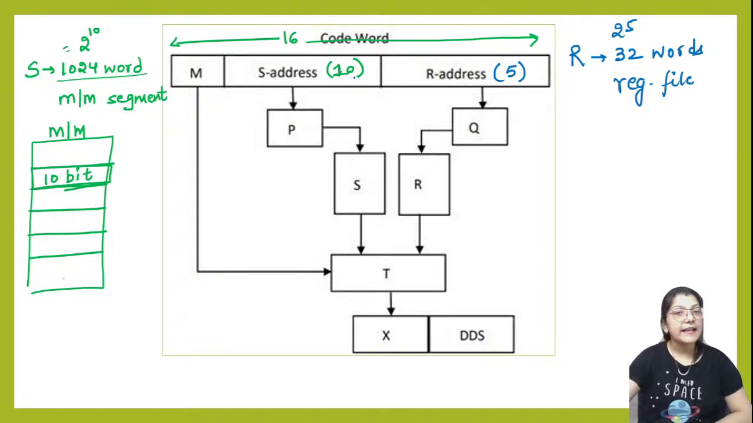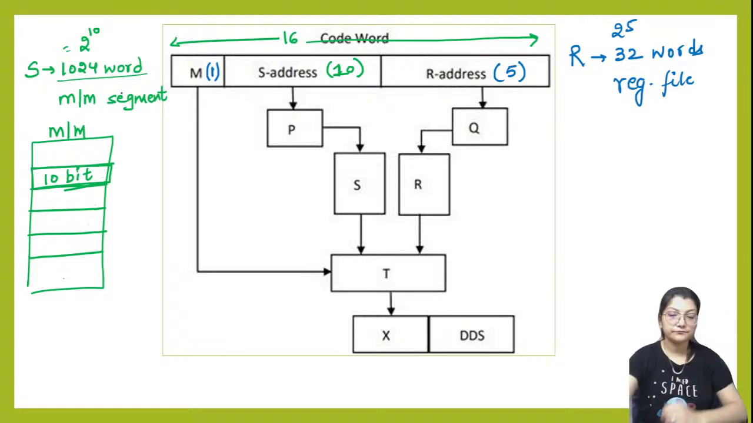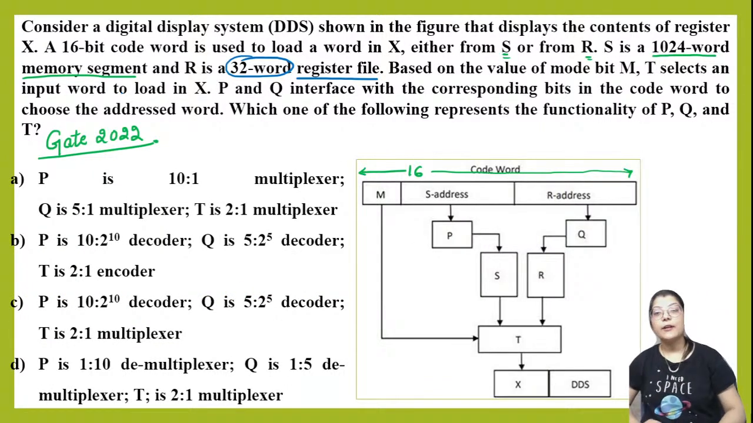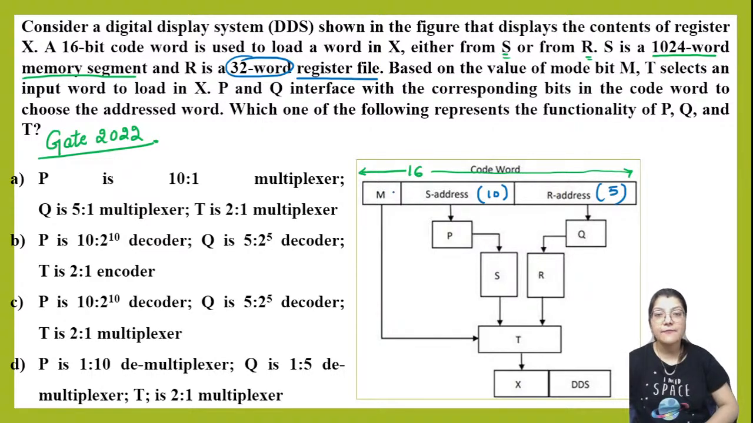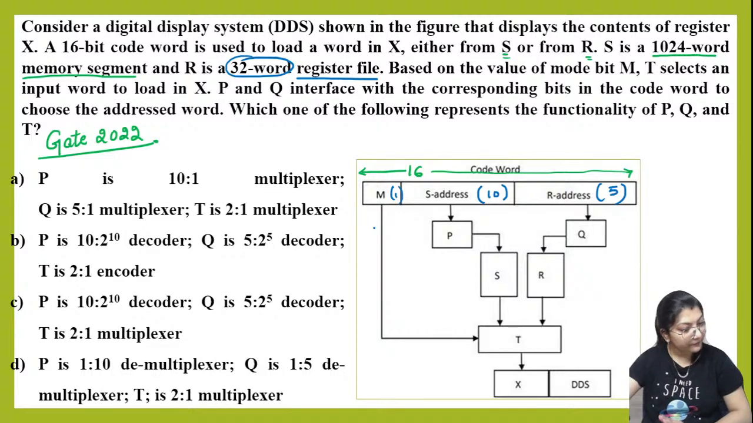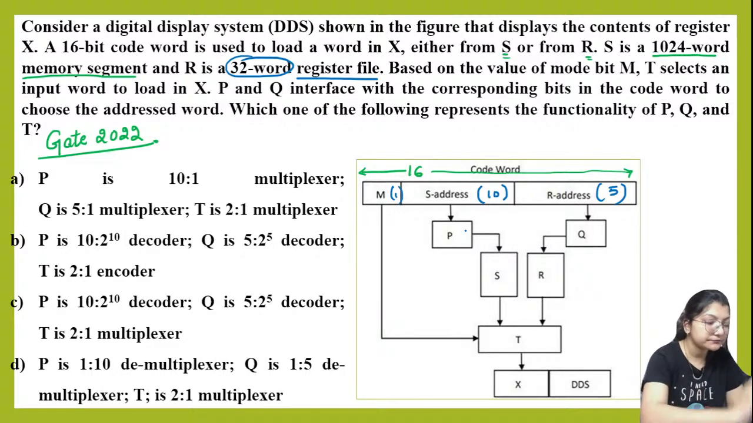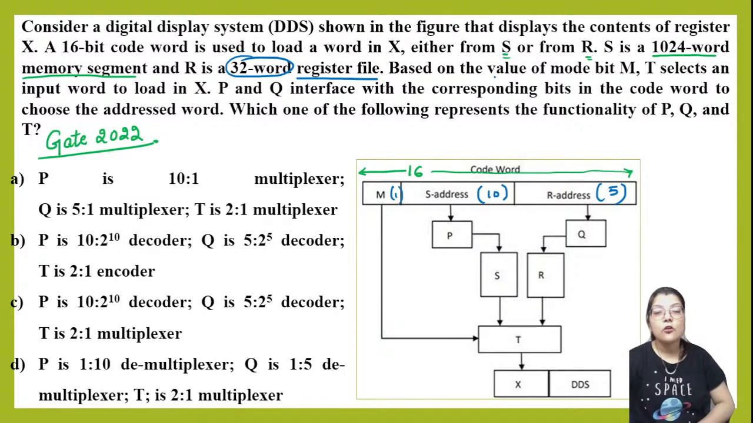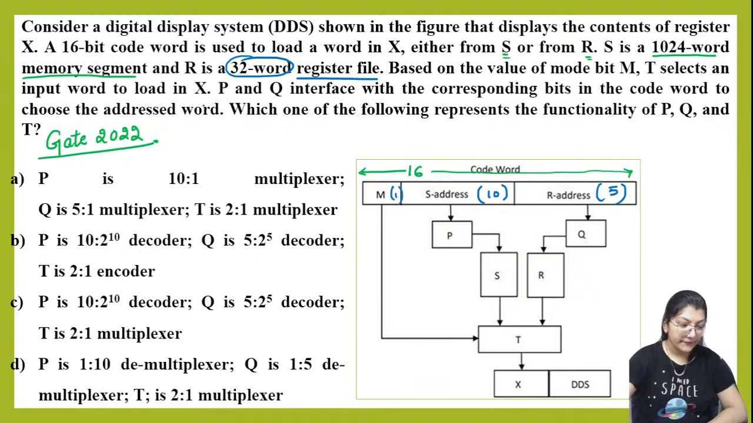So now this is of 10 bit, this is of 5 bit and this mode will be of the remaining bit, that is 1. इतना समझ में आया everyone? इतना point समझ में आया कि S address will be of 10 bits, R will be of 5 bits and M will be of 1 bit. Clear till here? अब based on the value of mode bit M, on the basis of this value T will be selecting an input word to load in X.